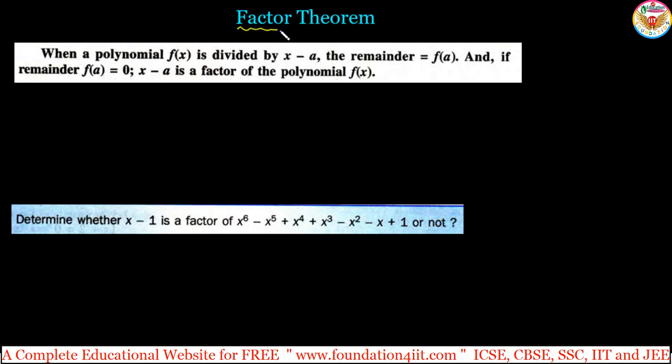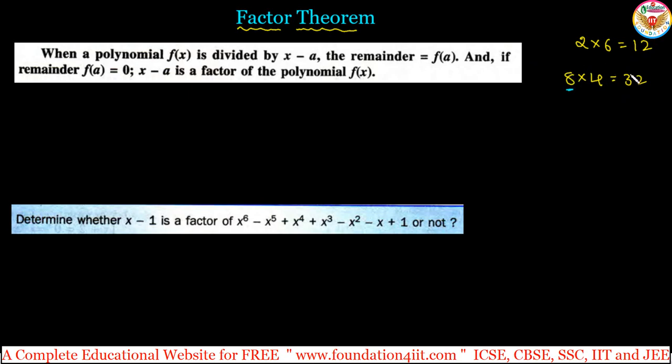Factor theorem. Before stating this theorem, let us see one small example. We know 2 into 6 is equal to 12, right? That means 2 is a factor of 12 and 6 is also a factor of 12, right? 8 into 4 is 32. This means 8 is a factor of 32, and 4 is also a factor of 32.